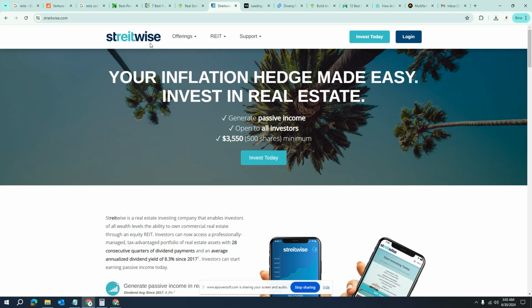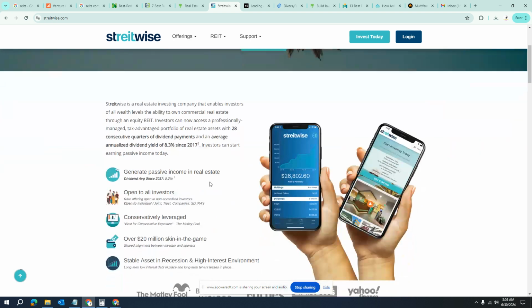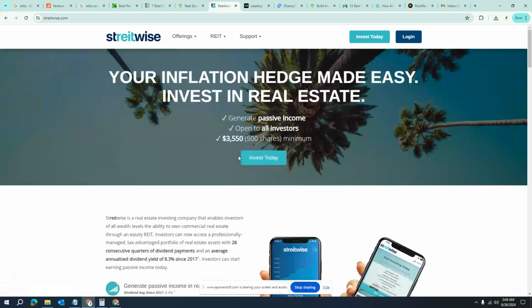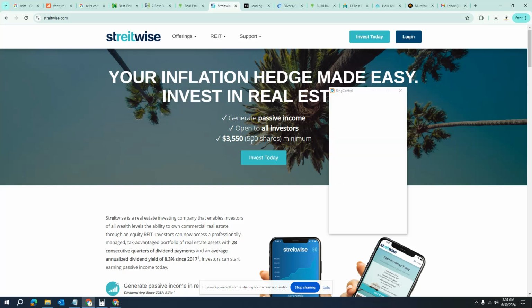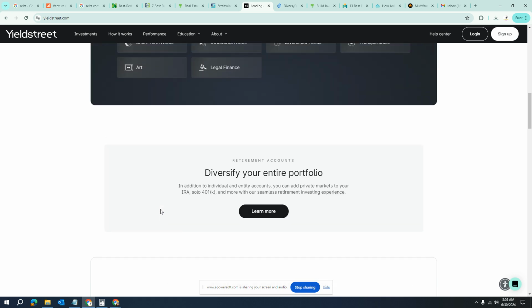So for Streetwise, this one is also REITs, generate passive income, open to all investors. So that's good. It's for non-accredited investors. A lot of people are not accredited, so that's also good. It says here $500 minimum in shares. There's a minimum as well. Same thing with Yieldstreet.